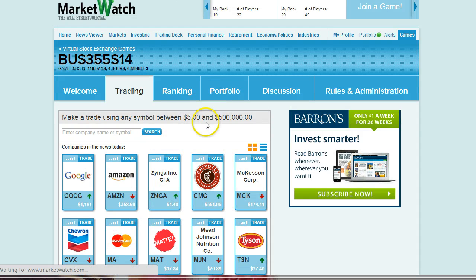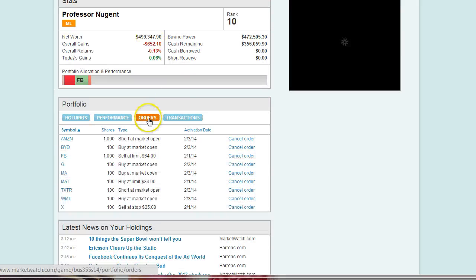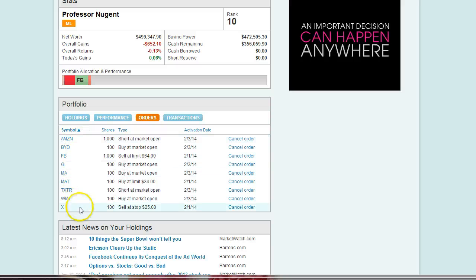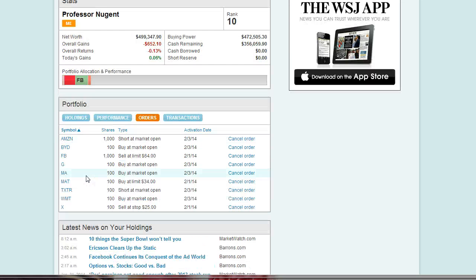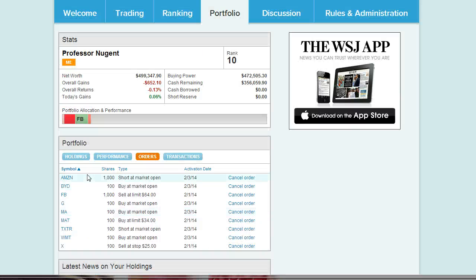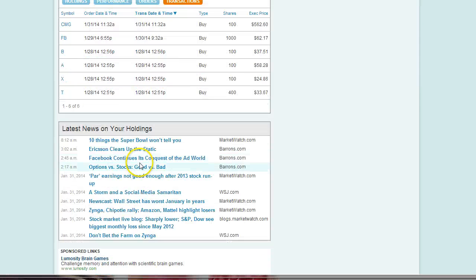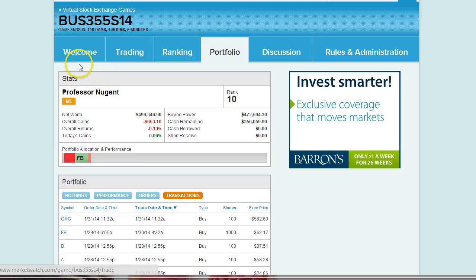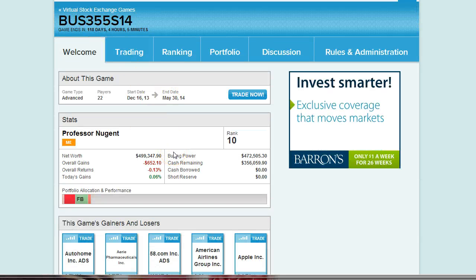So there we go. I have my portfolio. I already have 6 stocks in my portfolio. I can look at my orders. Today I placed about 8 orders, and these will not go into effect until Monday morning at 9:30. They're just placed in there right now, waiting for the market to open. I can see my transaction history, everything I've traded so far, and I can go back to my welcome page, and that's it. That's as easy as that.